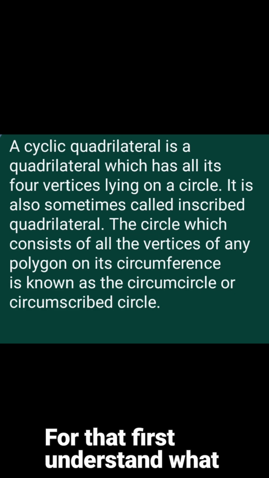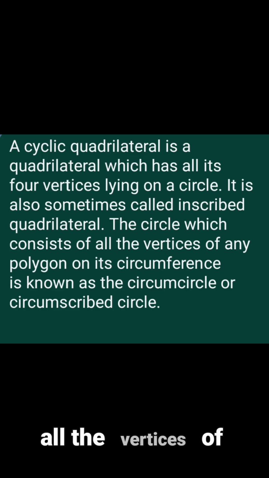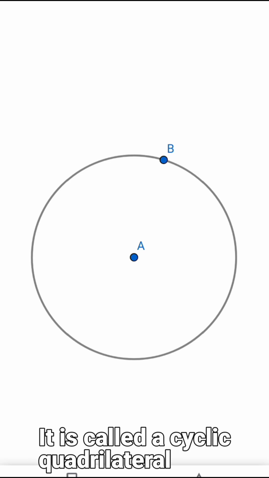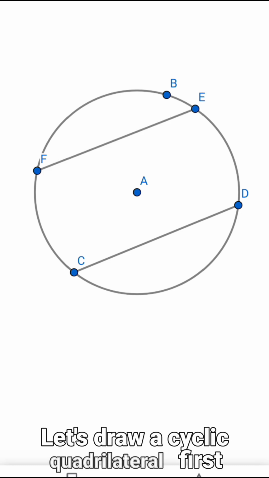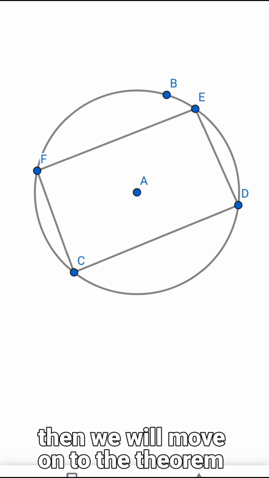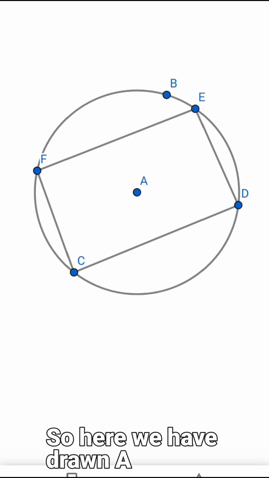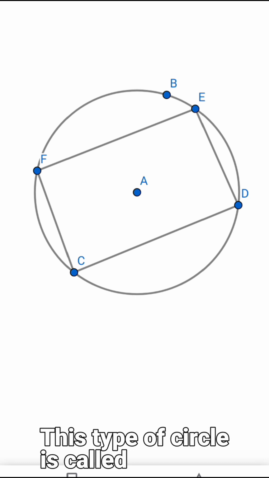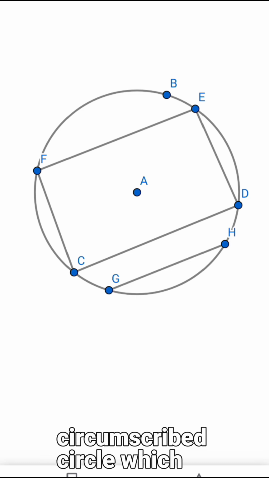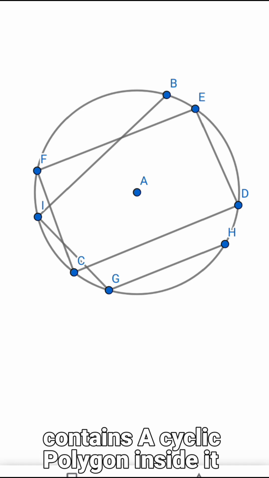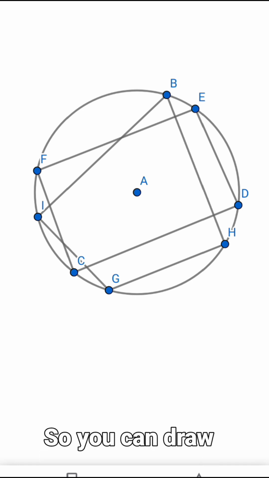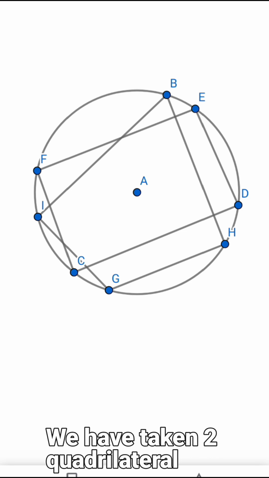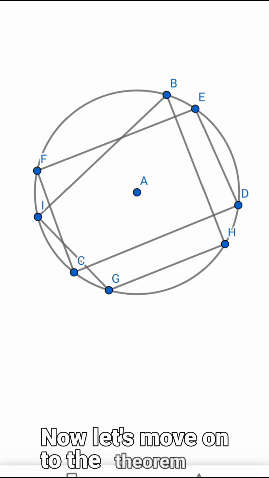Now next move on to another theorem of the circle. For that, first understand what is a cyclic quadrilateral. When all the vertices of the quadrilateral lie on the circumference of the circle, it is called a cyclic quadrilateral. Let's draw a cyclic quadrilateral first, then we will move on to the theorem. So here we have drawn a quadrilateral within the circle. This type of circle is called a circumscribed circle, which contains a cyclic polygon inside it. So you can draw any quadrilateral within the circle. We have taken two quadrilaterals within the circle.